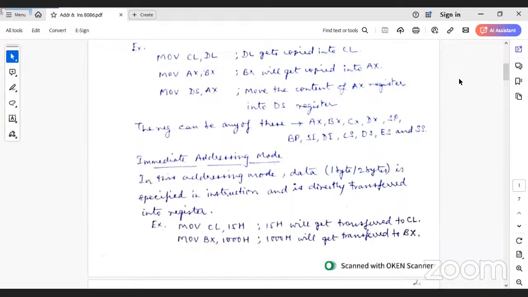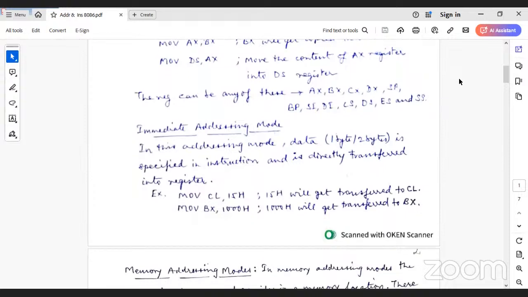Next one is immediate addressing. Like register addressing, immediate addressing is also there in the 8085 processor. Now immediate addressing, you know very well, the data is given in the instruction itself. When you say opcode, comma destination, comma source, the source will have the data directly. Again in this also, the data which is given and where it is to be copied should be of the same size.